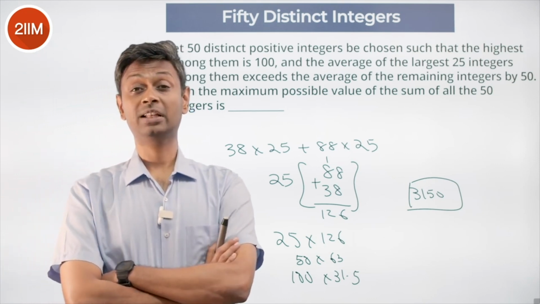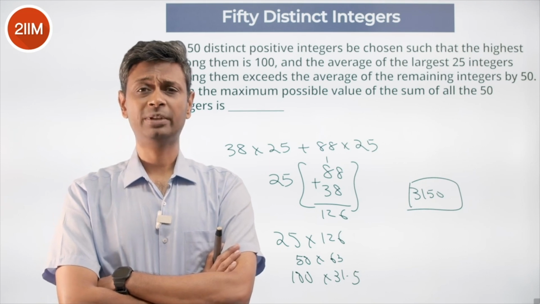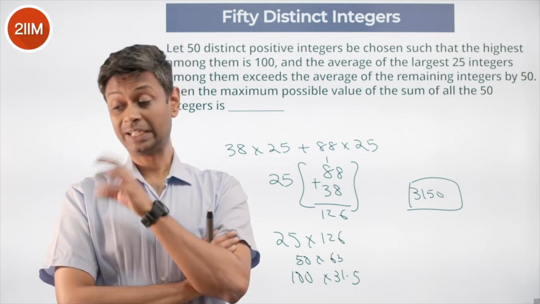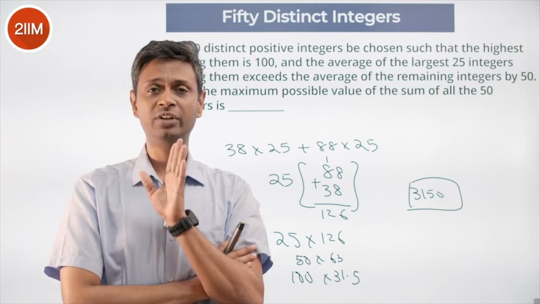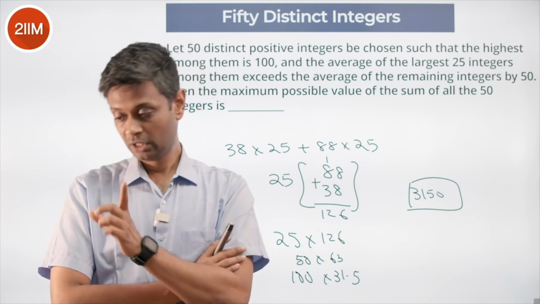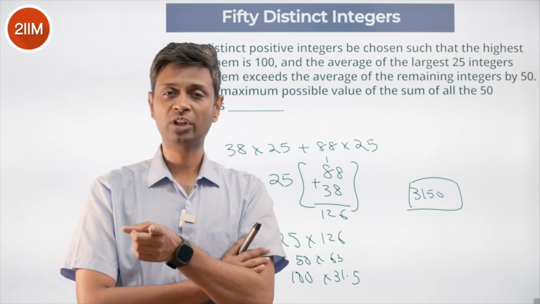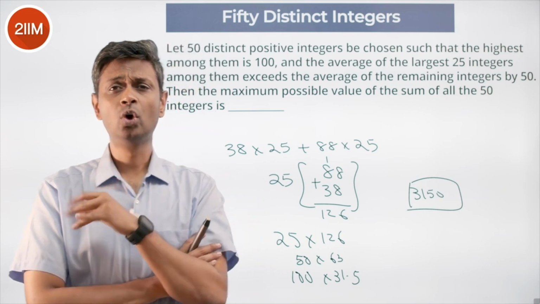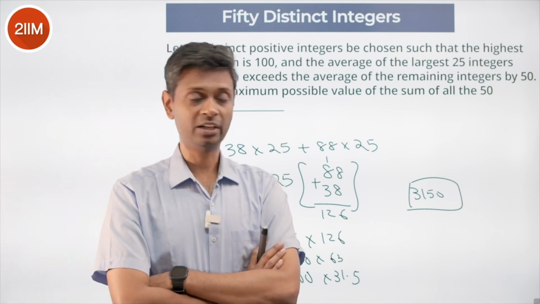That's the maximum. Maximize the largest 25 integers, and that will automatically maximize the other set, because the difference between the averages is 50. The 25 largest integers have an average of 88, and the smallest integers have an average of 38. It's the best case scenario. The overall total is 25 times 88 plus 38. Find that number.